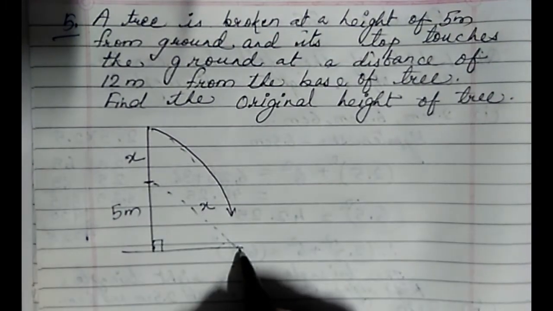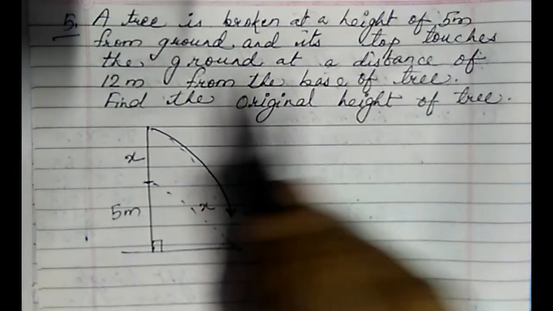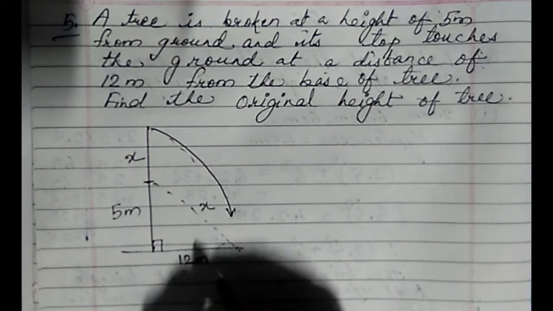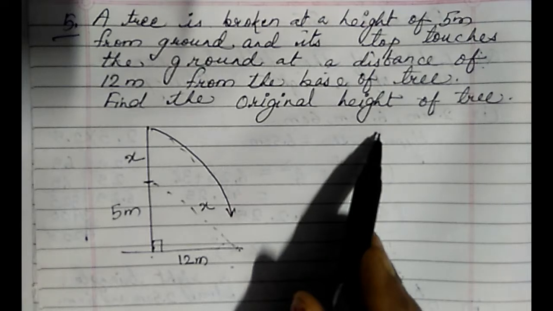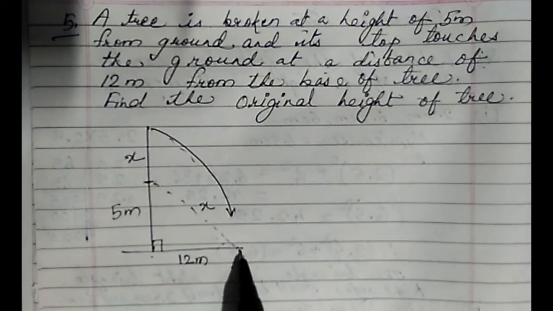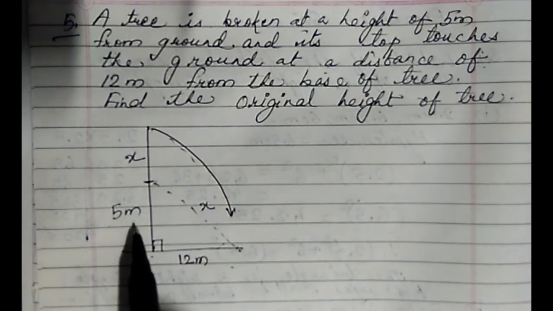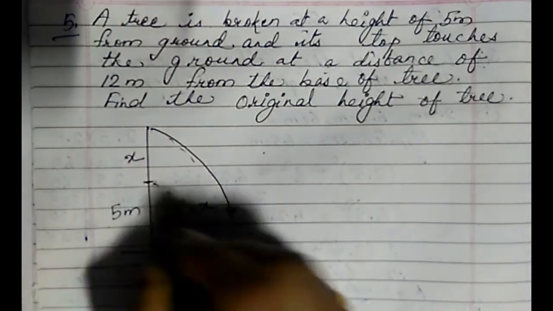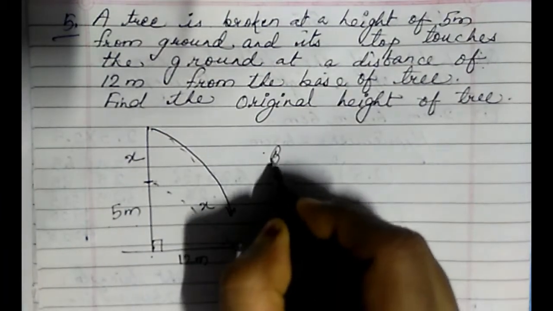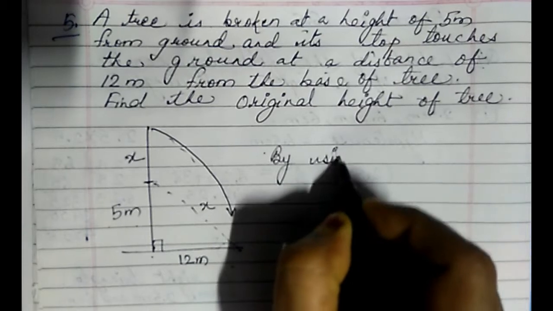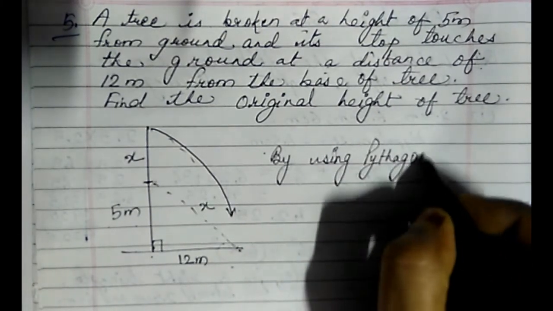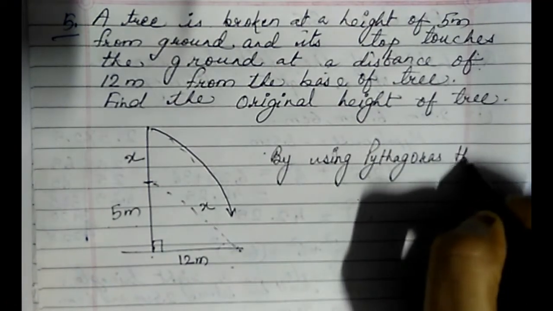And it touches the ground at the distance of 12 meter from the base of the tree. So this is my 12 meter. Find the original height of the tree. तो अगर मुझे ये x पता चल जाए और उसमें मैं 5 मीटर ऐड कर दूं, then that will be the original height of the tree. So since this is making a right triangle, by using Pythagoras theorem, I will be finding out the value of x.